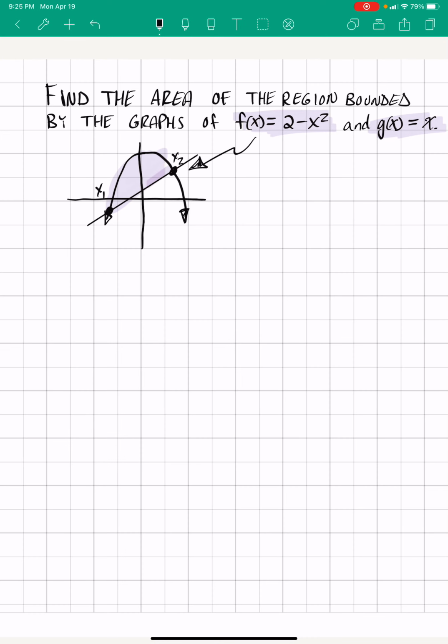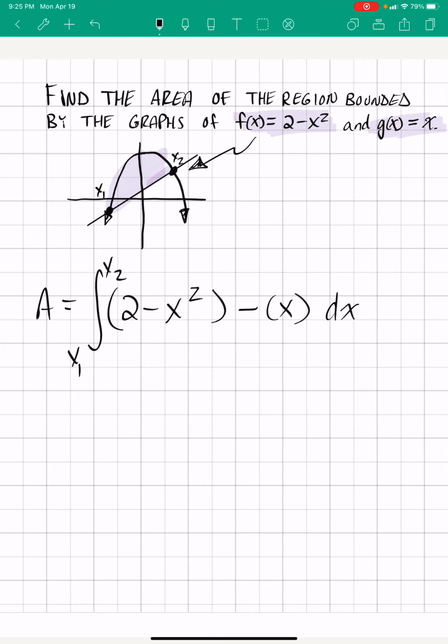We've got f of x equals 2 minus x squared. So I already know that that is going to be the function with a higher y value just based off how the picture looks. Minus my x, with respect to x integral, and it's going to be from x1 to x2. So we've got everything here ready to go to find the area, but we now need to get the intersection and find the values of x1 and x2. So to do that, you should be able to do that on your own.